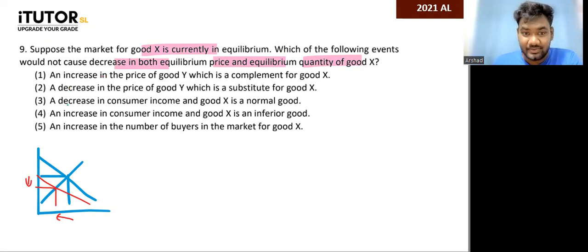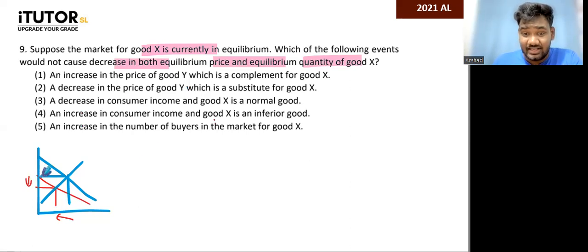Next one. Decrease in the price of good Y, which is a substitute. So same thing, if the substitute price decreases, then what happens? Your demand will shift to the left, right? It will come this way. Same thing as option number 1. Third one, decrease in consumer income. If there is a decrease in consumer income, what would happen? Again, demand would shift to the left, price would go down, quantity would go down.